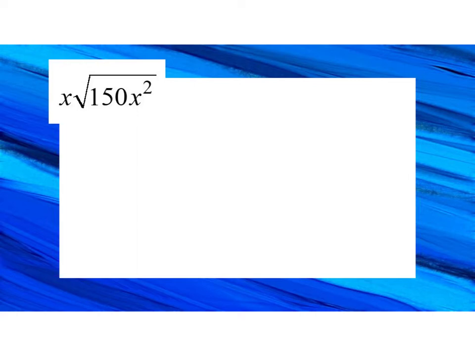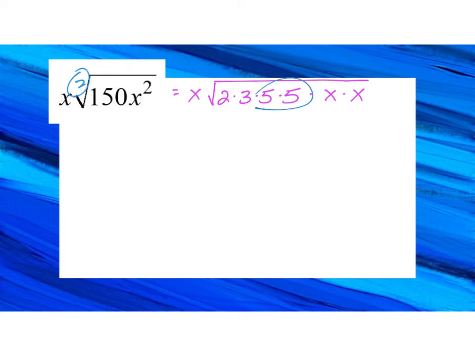All right, here's our next one. Now, if you notice, there's an x hanging out front, and that's fine. So we can leave that hanging out front. Now I'm going to stretch it out. So I have 2 times 3 times 5 times 5 times x. Again, that x doesn't tell us what the index is. The index is 2. More times than not, it's going to be 2.